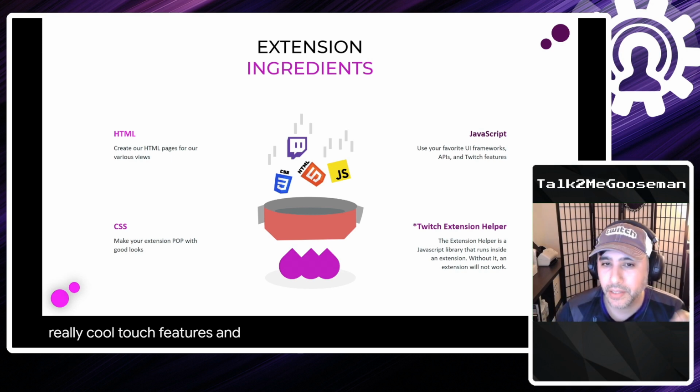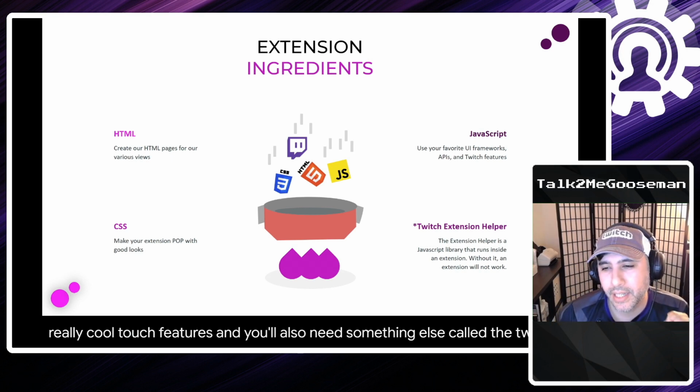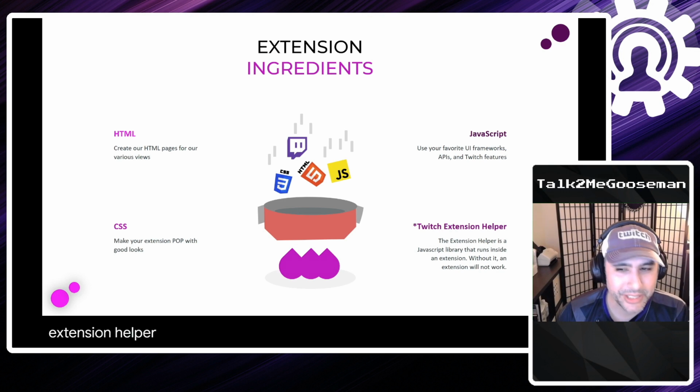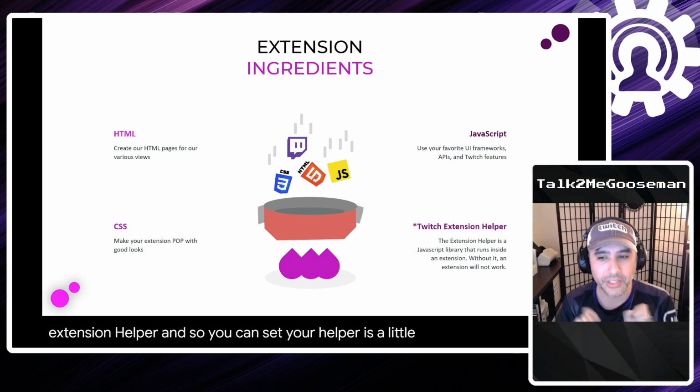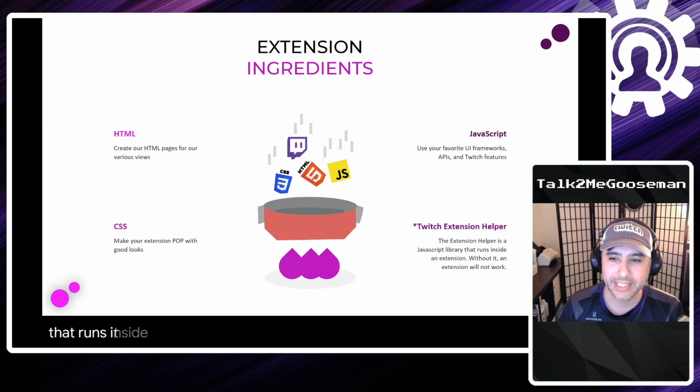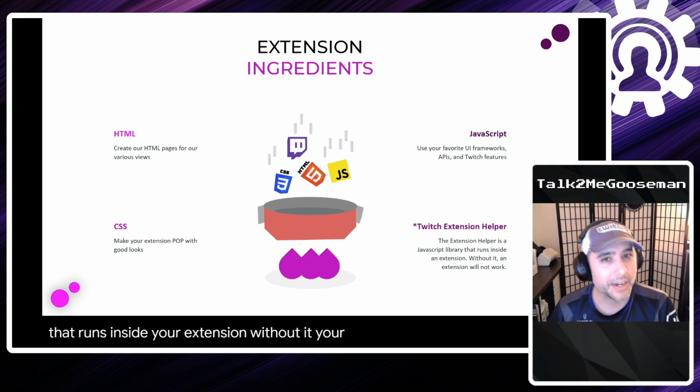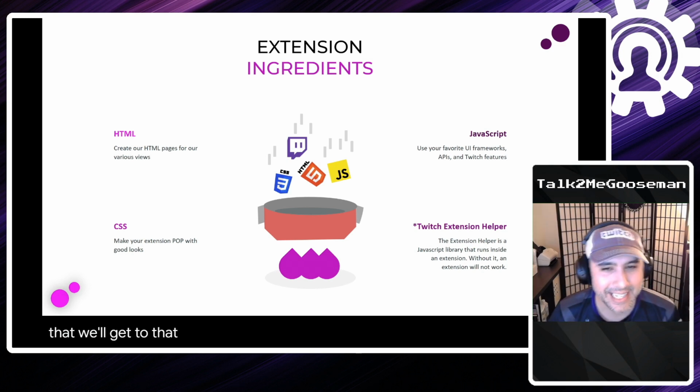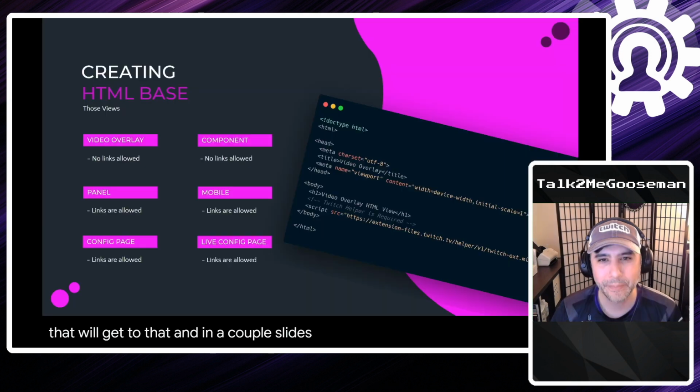And you'll also need something else called the Twitch extension helper. The Twitch extension helper is a JavaScript library that runs inside your extension. Without it, your extension won't work. And we'll get to that in a couple slides.